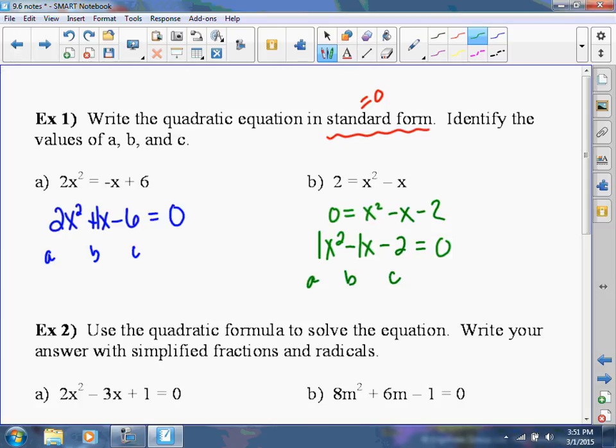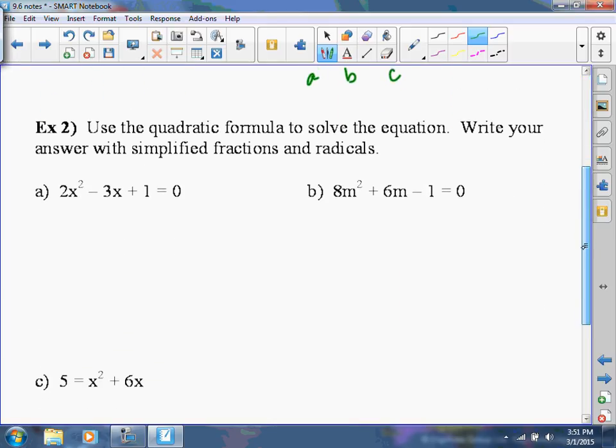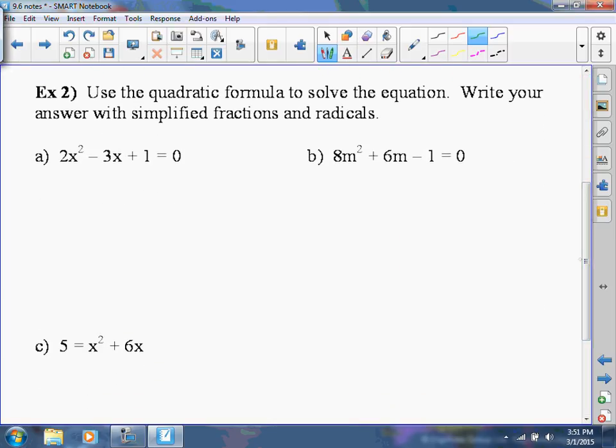Okay, so that's the first couple of steps that we'll do for all of these problems. And then basically in example 2, what we're going to do is do the quadratic formula after we do that. After everything's written in descending order and we know our a, b, and c, we'll do the quadratic formula.